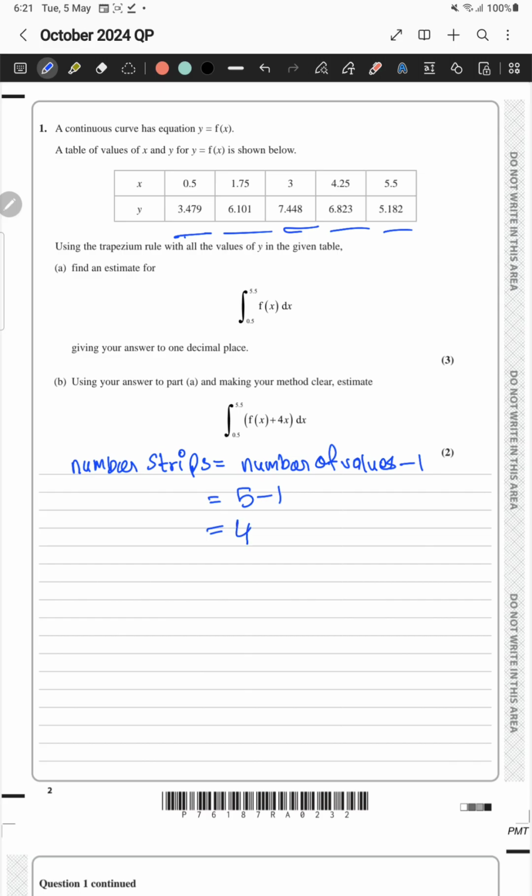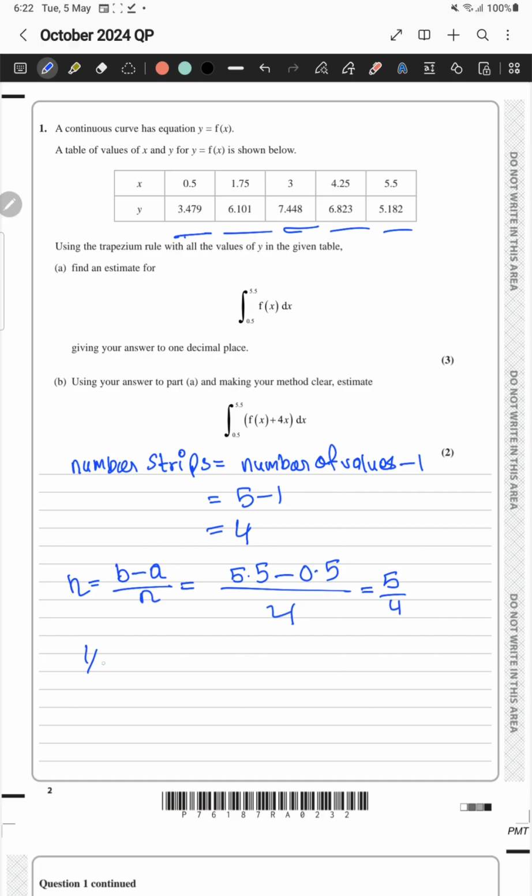Alright, now we need to find the height. The height is going to be b minus a over n, where n is the number of strips and b minus a is the upper limit minus the lower limit. So 5.5 minus 0.5 over 4. When I do this, you should get 5 over 4.